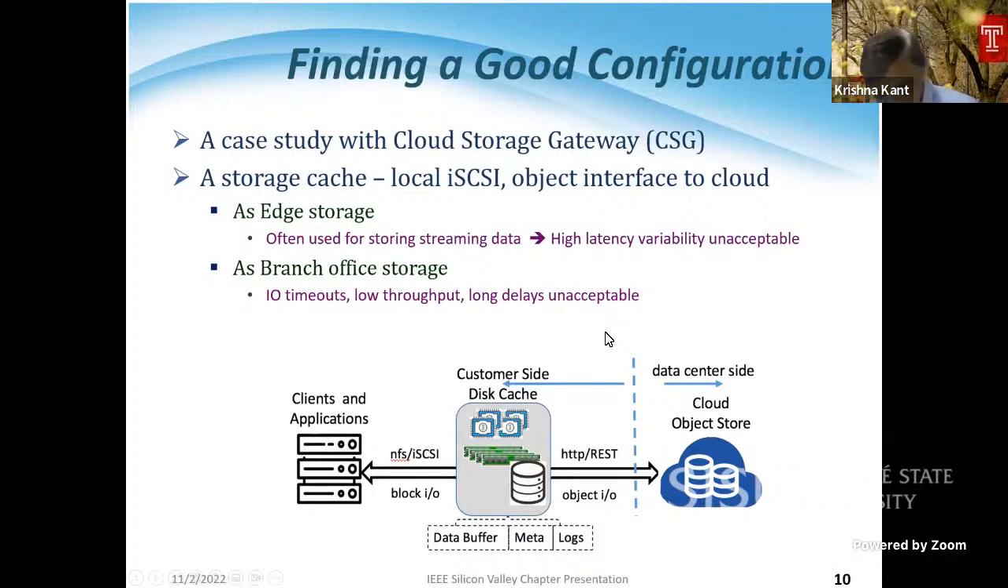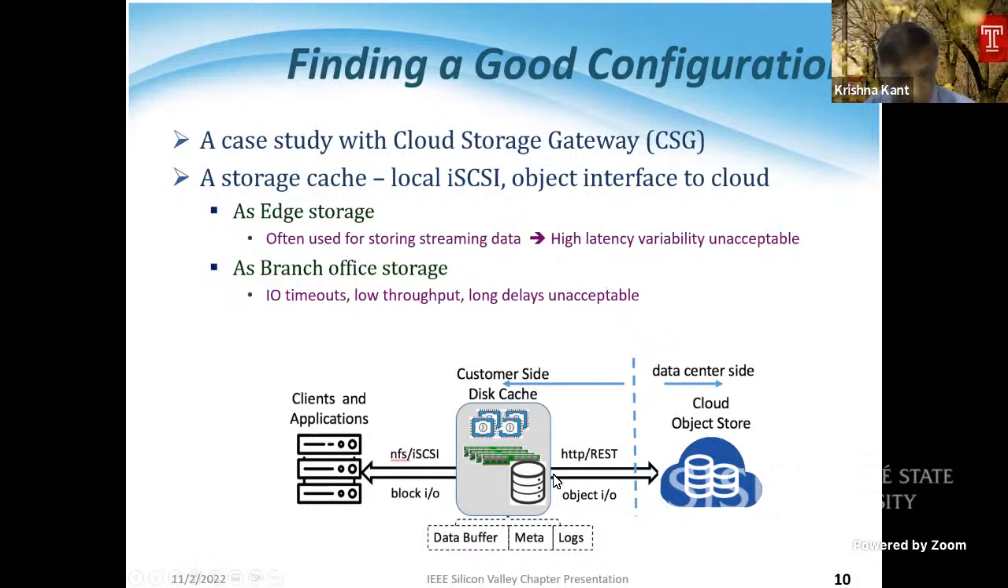Okay, so now let's talk about the issue of trying to find a good configuration. And I would like to introduce this through something called Cloud Storage Gateway, and we'll talk about this later as well in terms of defining the notion of quality of configuration. But first, let's see if you're given a CSG, or a Cloud Storage Gateway, how we can set a good configuration for it.